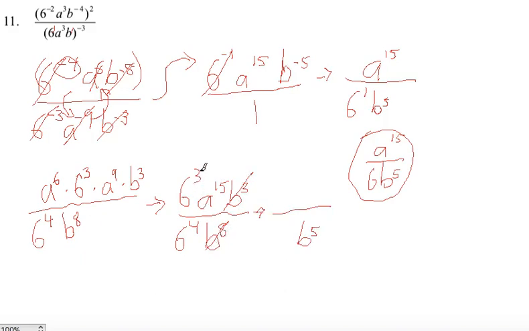I've got 6 cubed up here. They're going to knock out 3 of the 6's down here, and I only have 1 6 left, right? 4 minus 3 gives me 1, so I've got a 6 still left down here. And the a to the 15th, there's no a's down here to cancel with, so I'm left with a to the 15th up here. So in both cases, I end up with a to the 15th over 6b to the 5th, and I should be getting the same answer both ways. If both ways are correct, that means you should get the same answer both ways. In this case, I do.